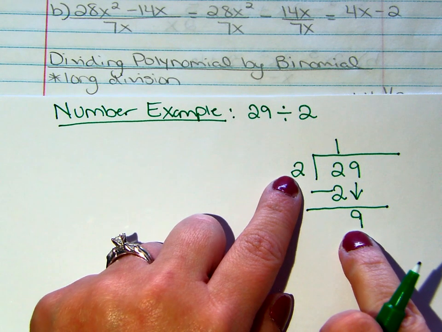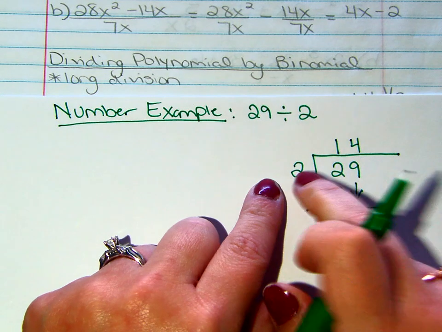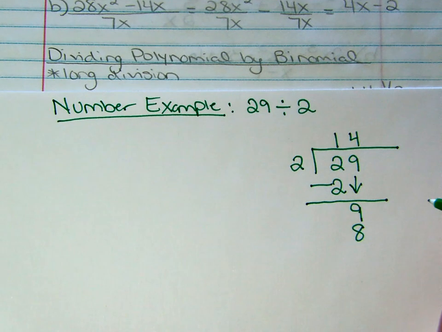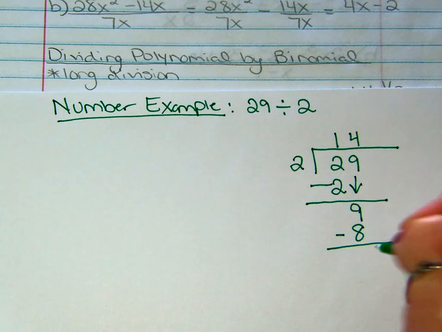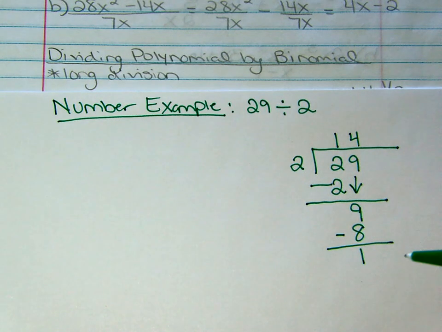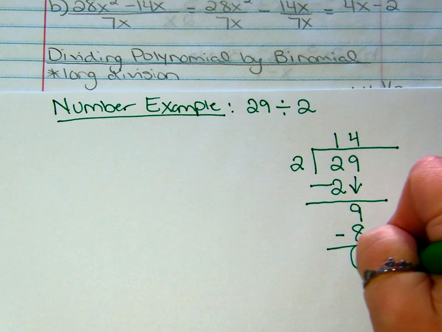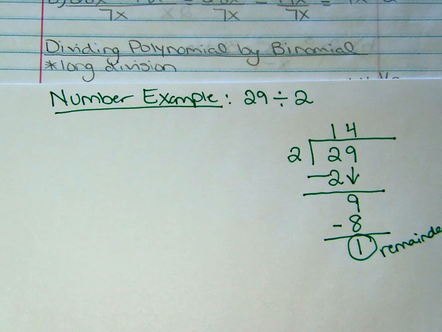4, right? If we go 5, that takes us up too many. But 4 times 2 is 8. And so that keeps us under 9. So we draw our line, change our sign, and we would be left with 1. Now 2 can't go into 1. So this down here is our remainder. Because 2 doesn't go into 29 perfectly. We have a remainder. We have something left over.